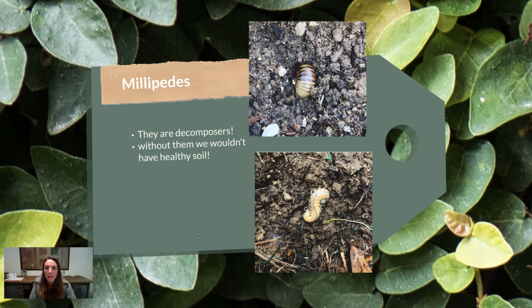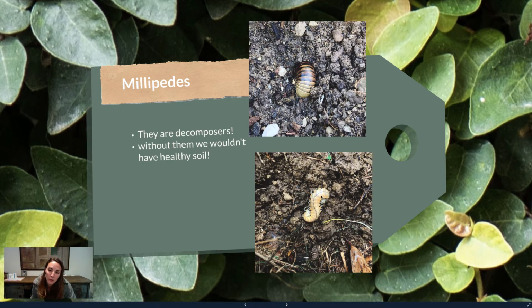All right, next we have millipedes, also an amazing insect, really important for the ecosystem. They're decomposers. And without them, we wouldn't have healthy soil. They break down all this organic matter into nutrients that the plants can take up and use to grow, and then that makes it a healthy plant that we can eat or other animals can eat, which makes them healthy and us healthy. So this is a millipede just sticking its head out of a hole in the dirt.